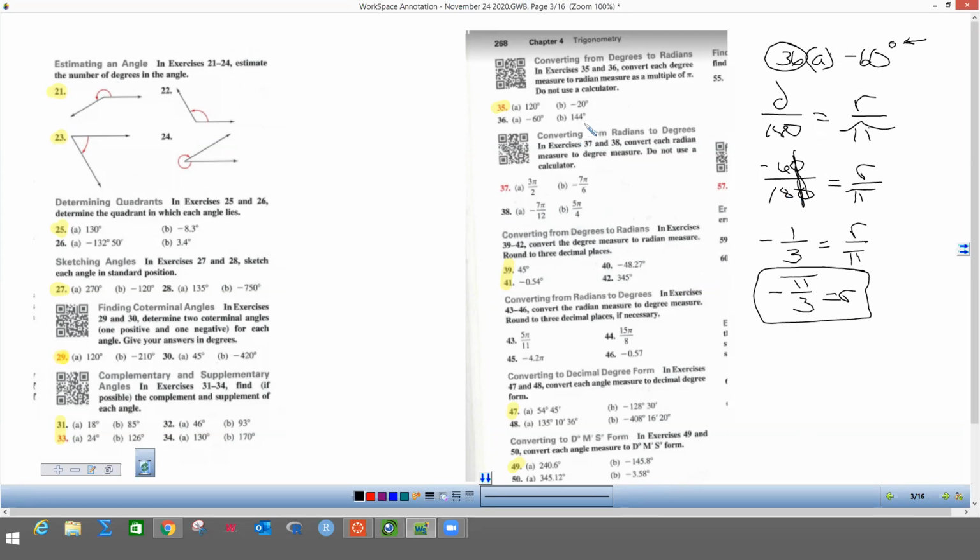So that's how you do these problems up here. Again, you just stick the degree over 180 and then you solve for R, and you want to simplify these fractions. Your calculator will do this for you, so I'm going to show you this real quick. Let me get my camera up here.